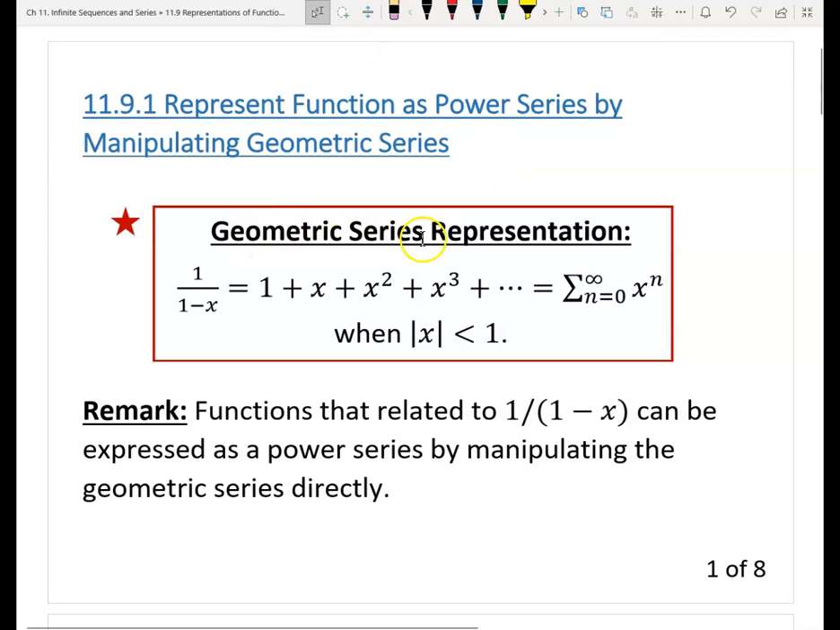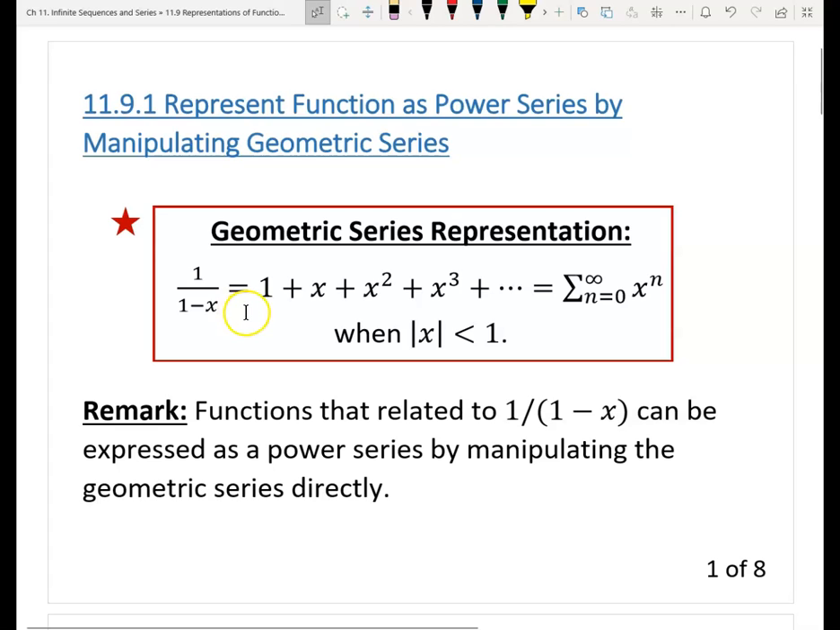Here is a geometric series representation, and we can see this type of reciprocal function, 1 over 1 minus x, can be represented or expressed by a geometric series, right? This is an important power series representation, and 1 over 1 minus x is a special type, one of the most important. And how about the other functions? Definitely we have other power series representations, and I will introduce other important power series representations for other functions later in other videos, especially in Taylor series.